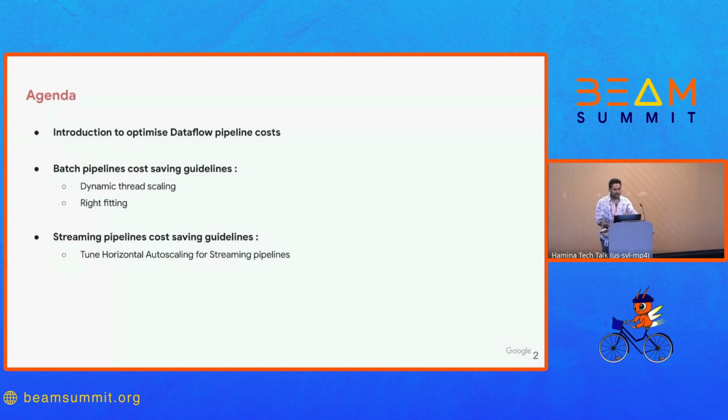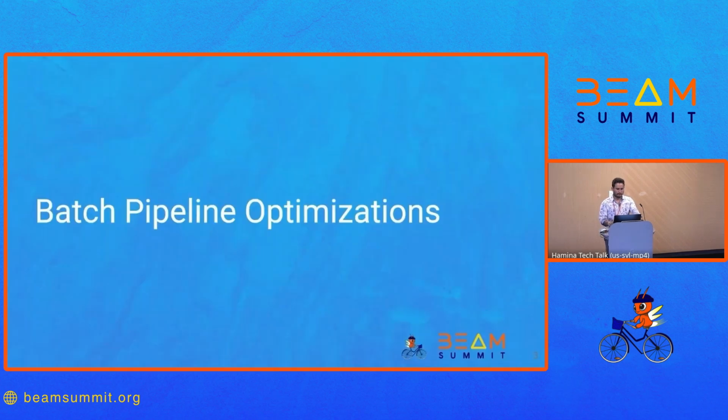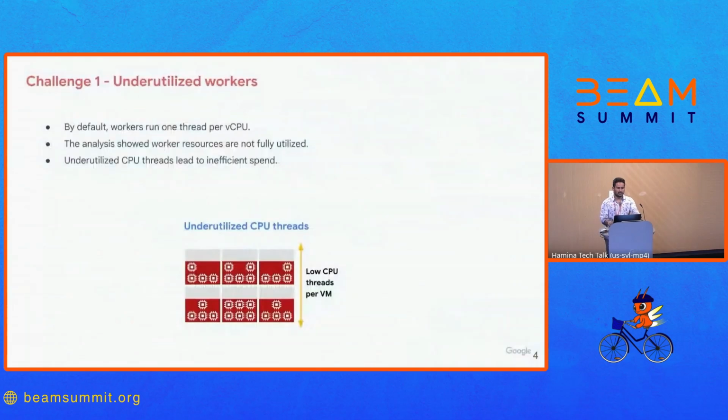So I'll go over some of the challenges that users generally face when running their Dataflow pipelines, and how we overcome them using features like dynamic thread scaling and right fitting for batch pipelines, and how we tune horizontal autoscaling for streaming pipelines. So we'll start with batch pipelines.